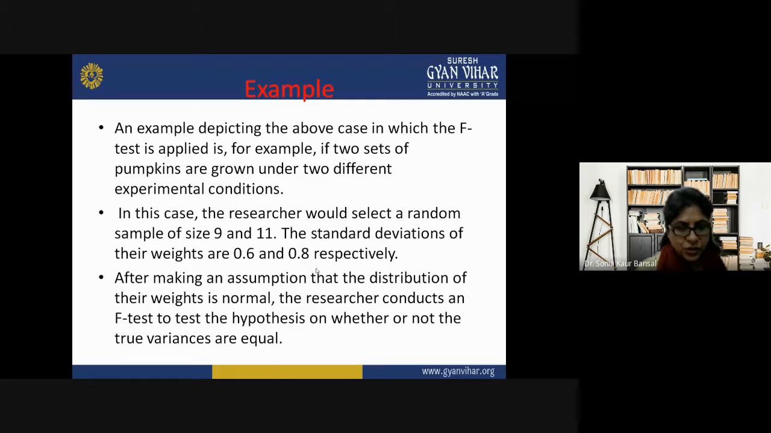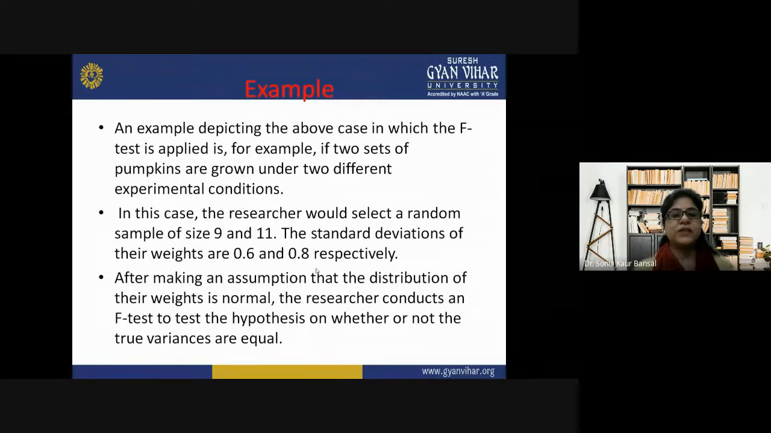The standard deviations of their weights are 0.6 and 0.8 respectively. After making an assumption that the distribution of their weights is normal, the researcher conducts an F-test to test the hypothesis on whether or not the true variances are equal. We are finding out whether the variances are truly equal or not in the two sets of populations. We are just checking that.